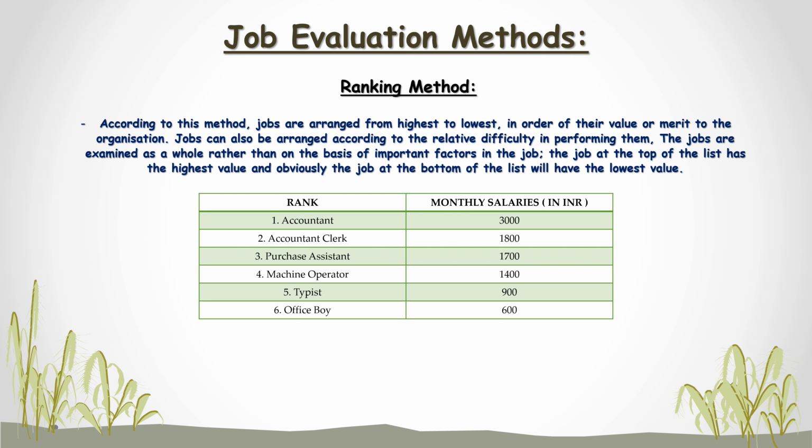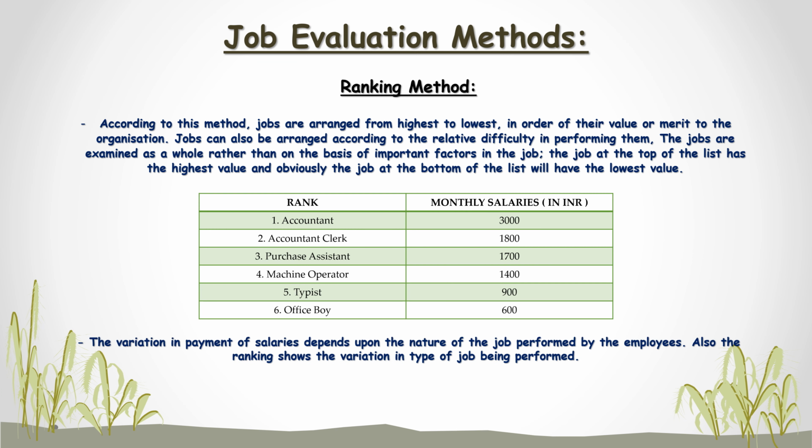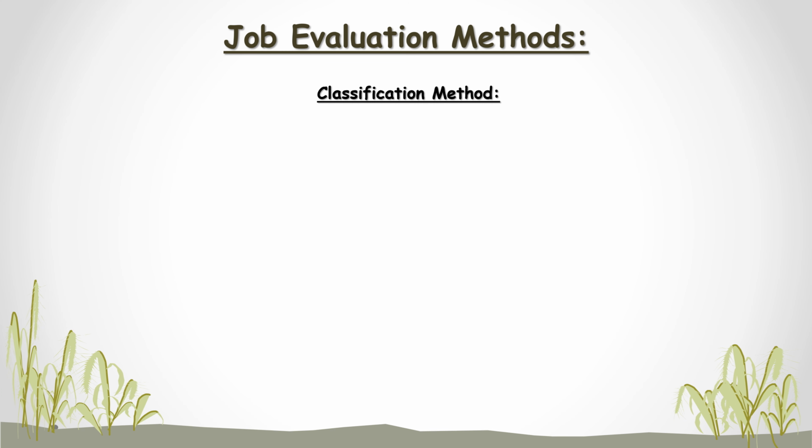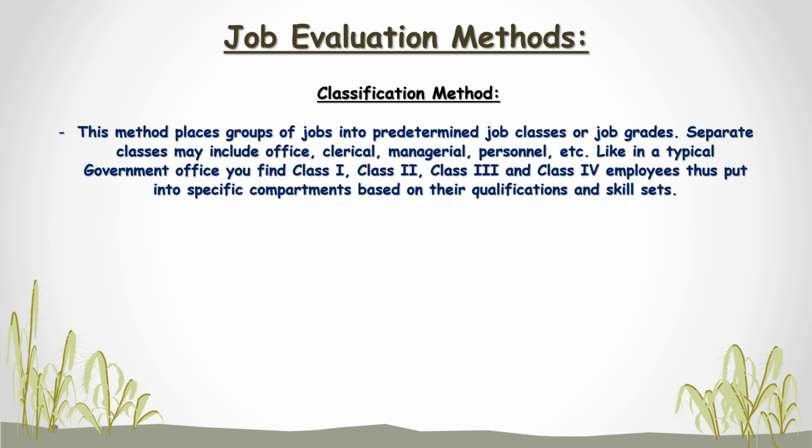The variation in payment of salaries depends upon the nature of the job performed by the employees. Also, the ranking shows the variation in type of job being performed. The ranking method is simple to understand and practice and is best suited for a small organization. This simplicity, however, works to its disadvantage in big organizations because rankings are difficult to develop in a large, complex organization. Moreover, this kind of ranking is highly subjective in nature and may offend many employees.